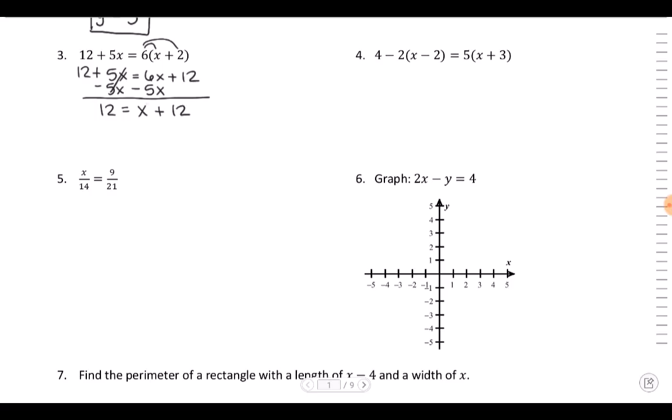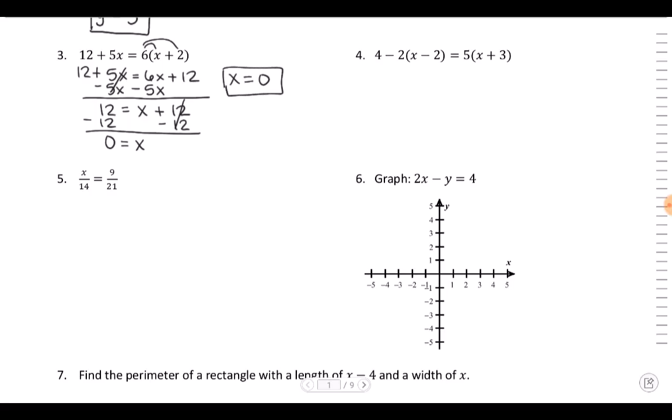So the next step is to move the 12 over to get that x completely by itself. So I will do the opposite of addition, which is subtraction. Subtract 12 on both sides. And I find that over here, 12 minus 12 is 0. So my final answer on this is x equals 0.